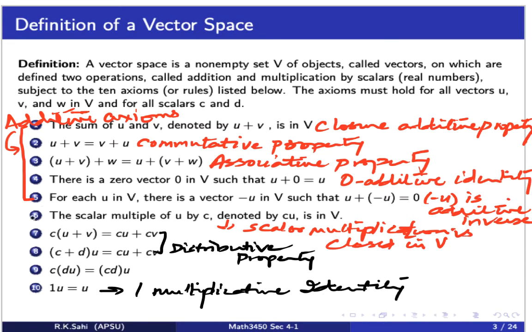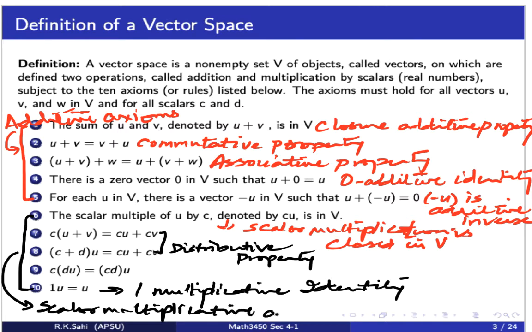So the last 5 properties, guys, are related to scalar multiplication. In a nutshell, we call them scalar multiplicative axioms. Okay, some observations: the 0 vector in the non-empty set capital V is unique, and the negative of u in the non-empty set V is also unique.